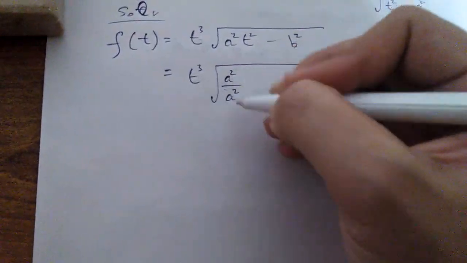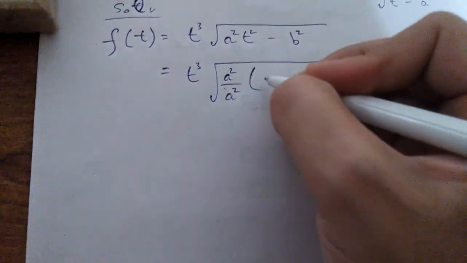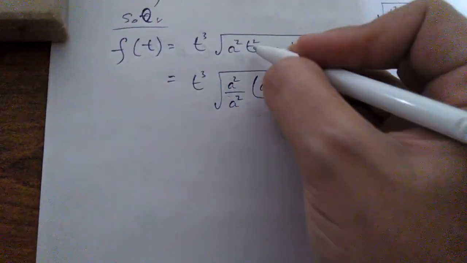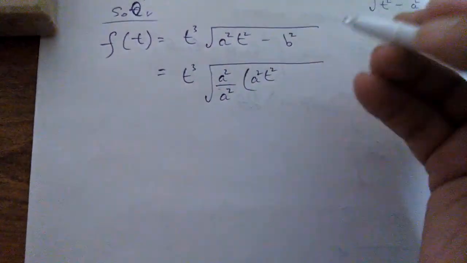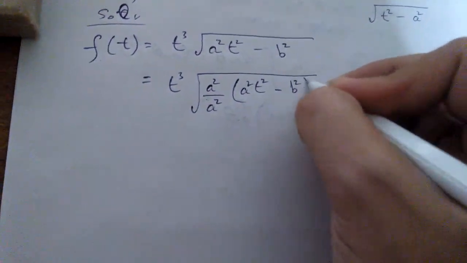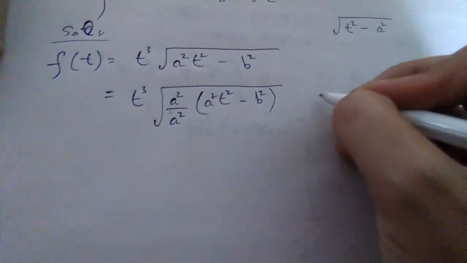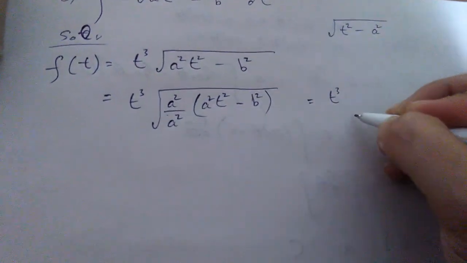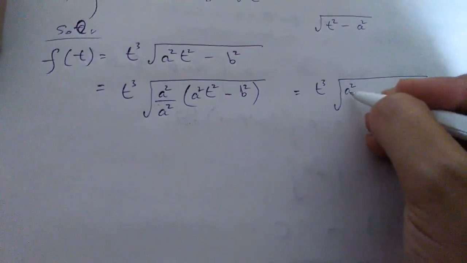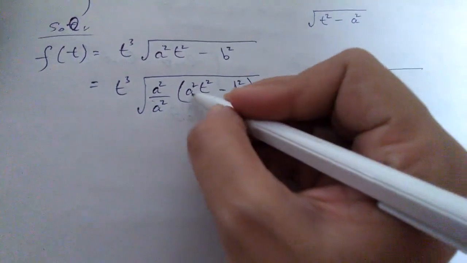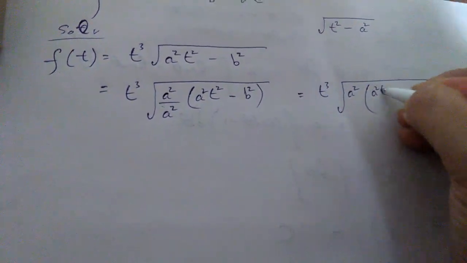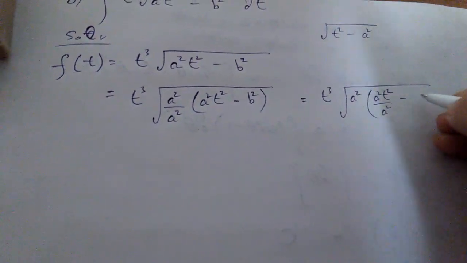Okay, I just divide and multiply this whole radicand by a square, because a square is getting multiplied with t square, and I have to make my t square alone in order to get this format. So that's why I'm doing this adjustment, and you see that this a square will be kept as it is. The denominator a square is going to divide these two terms individually like this.